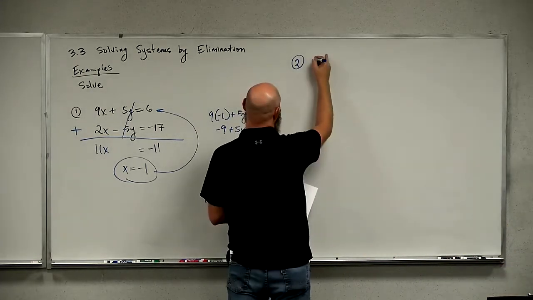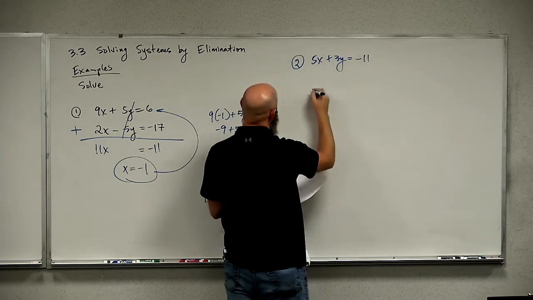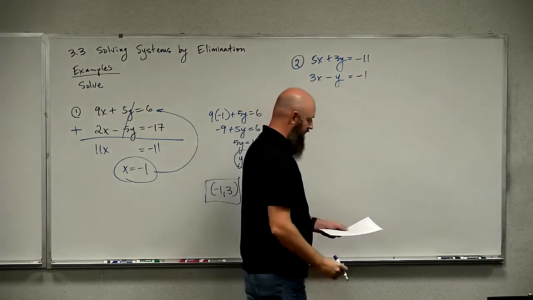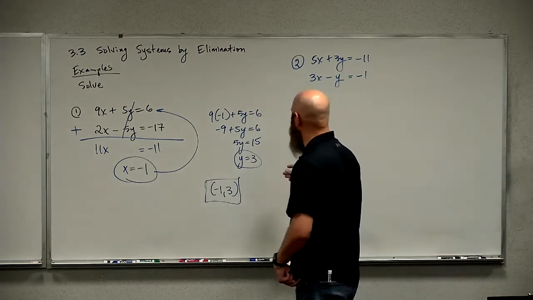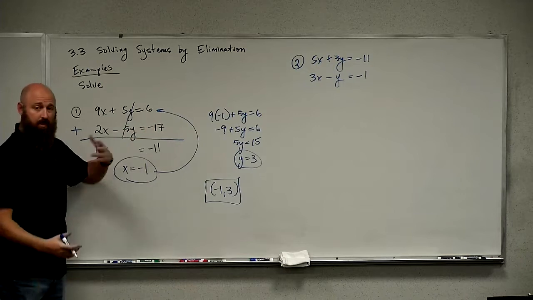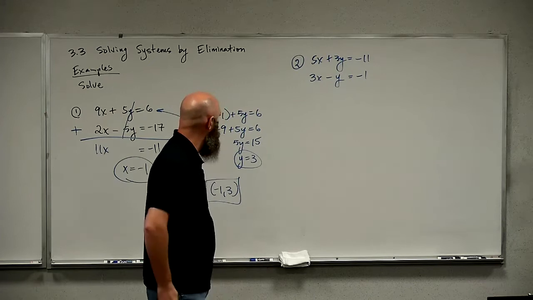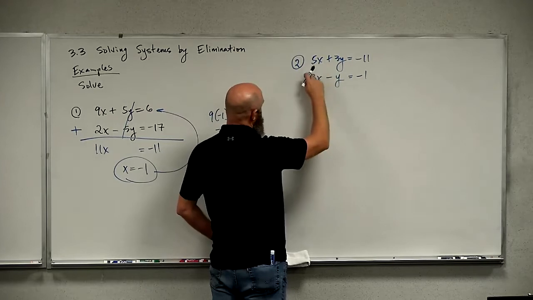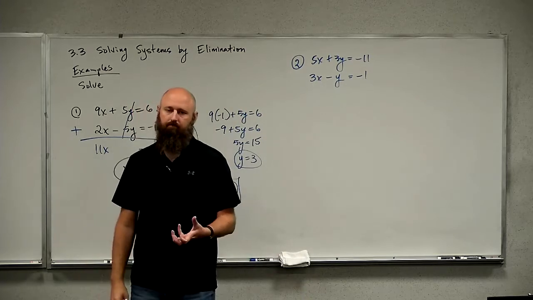Example 2, we have 5x plus 3y equals negative 11, and then 3x minus y equals negative 1. You do want to make sure that when you're doing these, you have them lined up: x, y, and then a number, because we're going to look for things to eliminate. Here, we have our x, our y, and a number, but nothing is the same. So we want to make something the same.